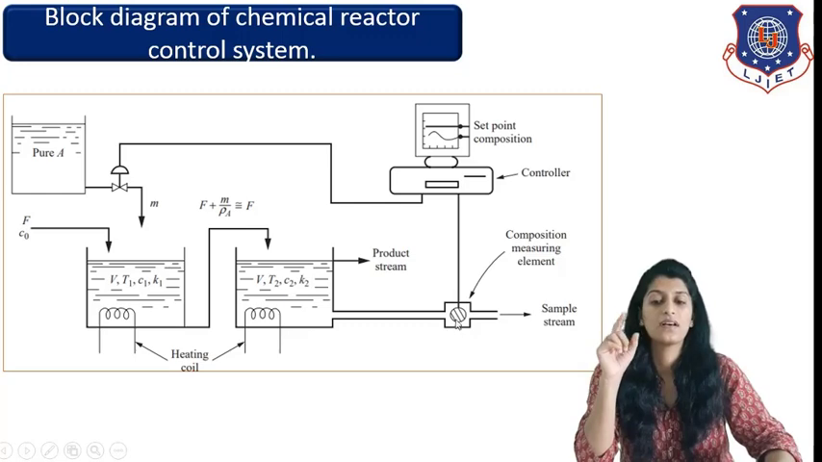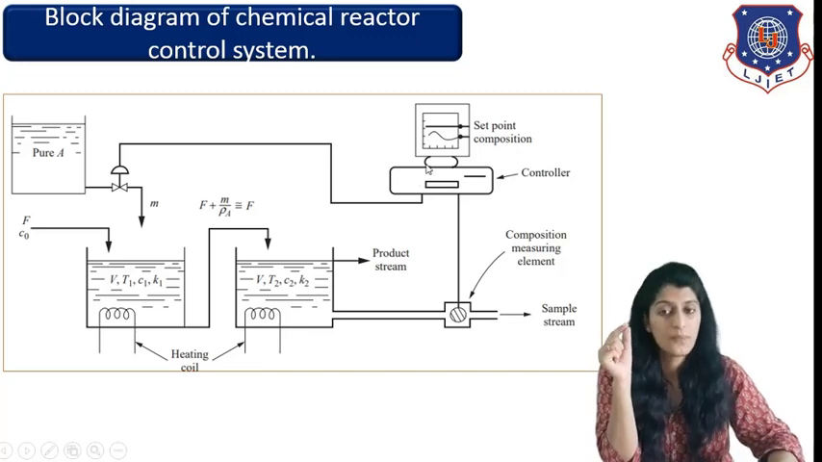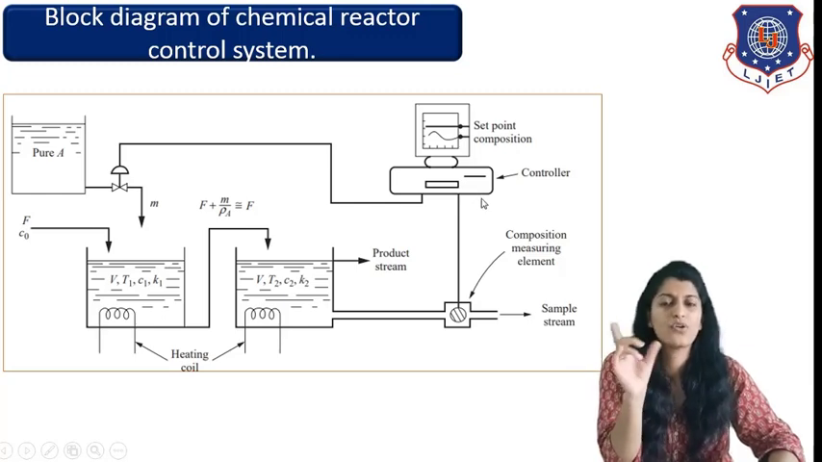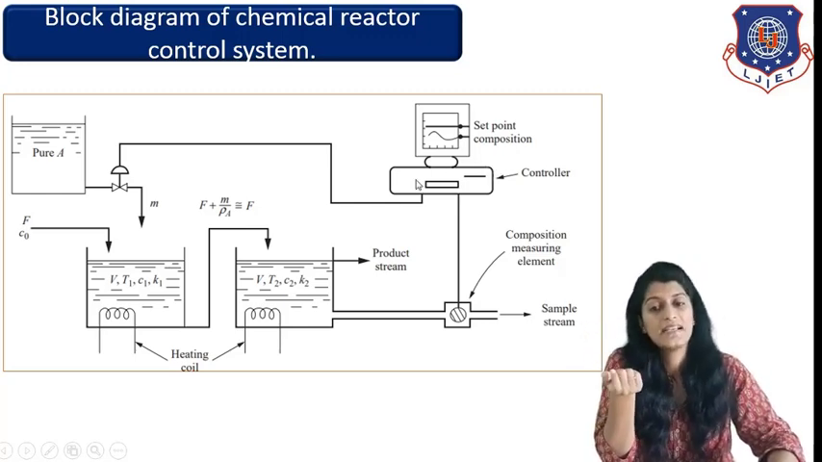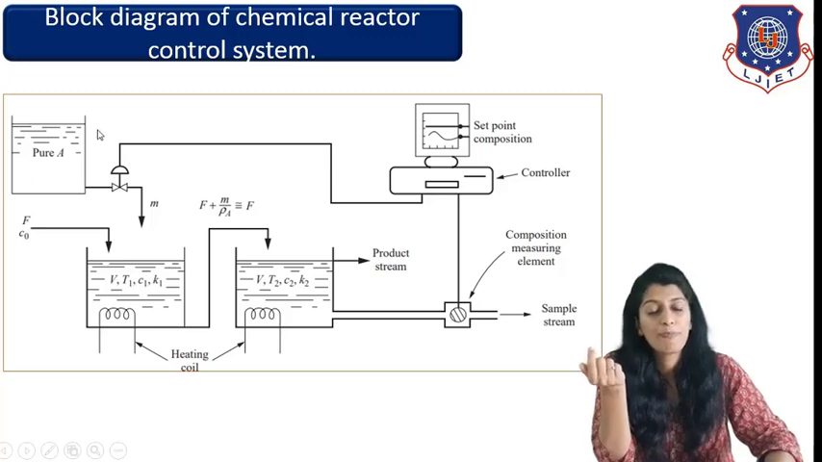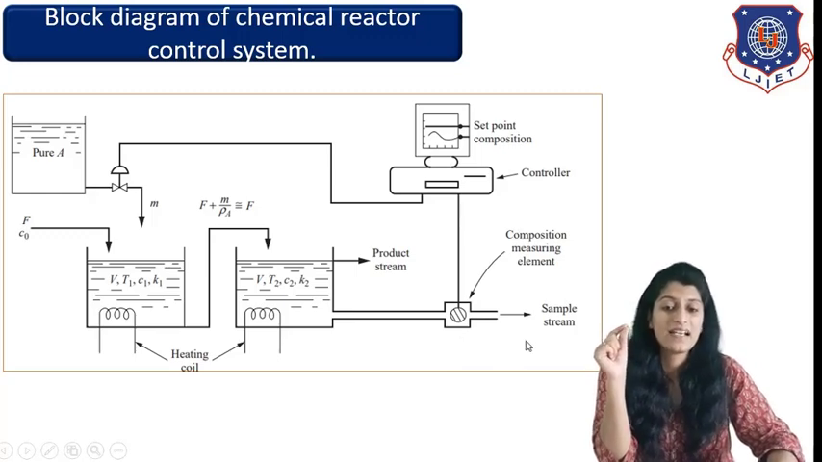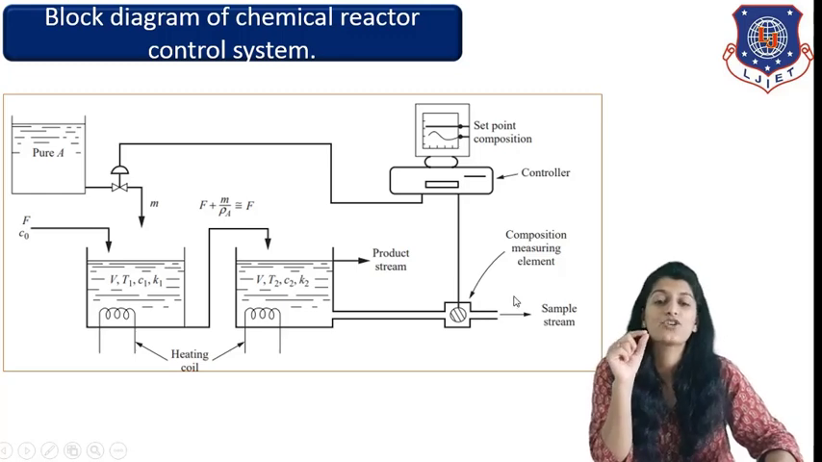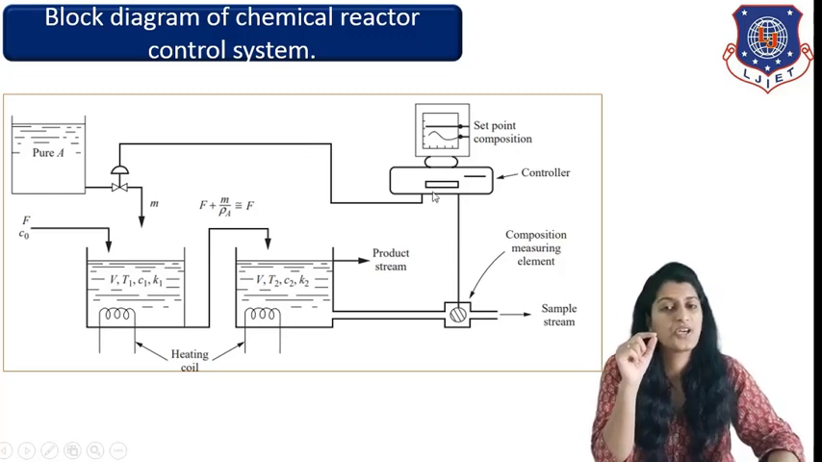What we are going to do here is, we will take a small amount of outlet and send it to the controller. In the controller, the set point and our outlet value are compared to generate error. Now, based on the error generated, a signal will be sent to the pure A feed. Suppose the purity at the end point is low. I need 95% pure product, but I am getting 92% pure product. So a 3% error, or error of 3, is being generated here.